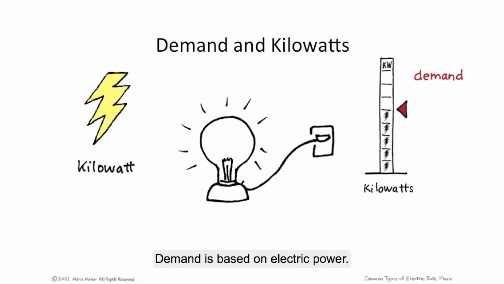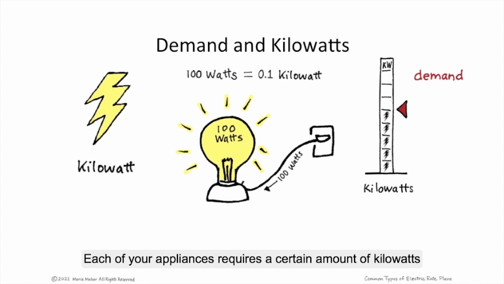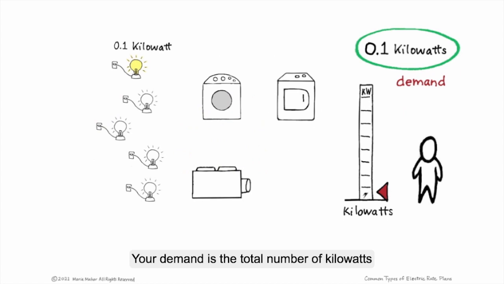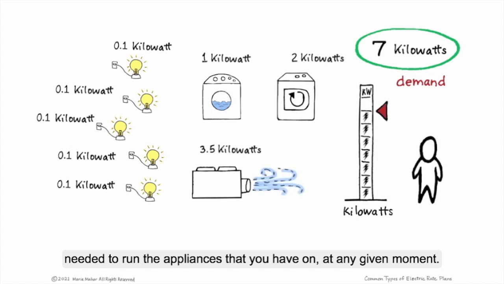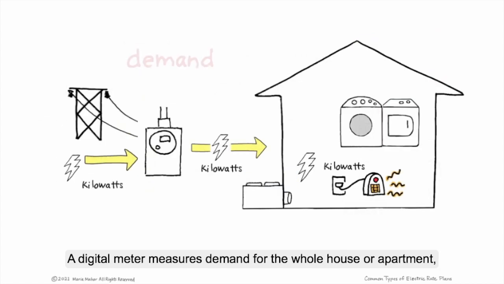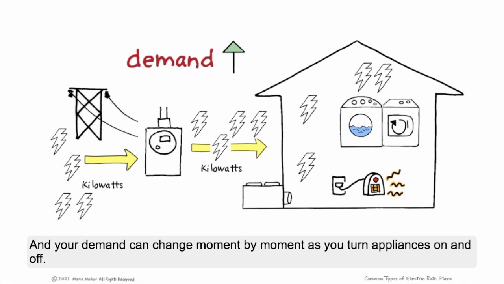Demand is based on electric power. Electric power is instantaneous and is measured in kilowatts. kW is the abbreviation for kilowatt or kilowatts. Each of your appliances requires a certain amount of kilowatts, or watts for small appliances, to operate. Your demand is the total number of kilowatts needed to run the appliances that you have on at any given moment. A digital meter measures demand for the whole house or apartment, and your demand can change moment by moment as you turn appliances on and off.